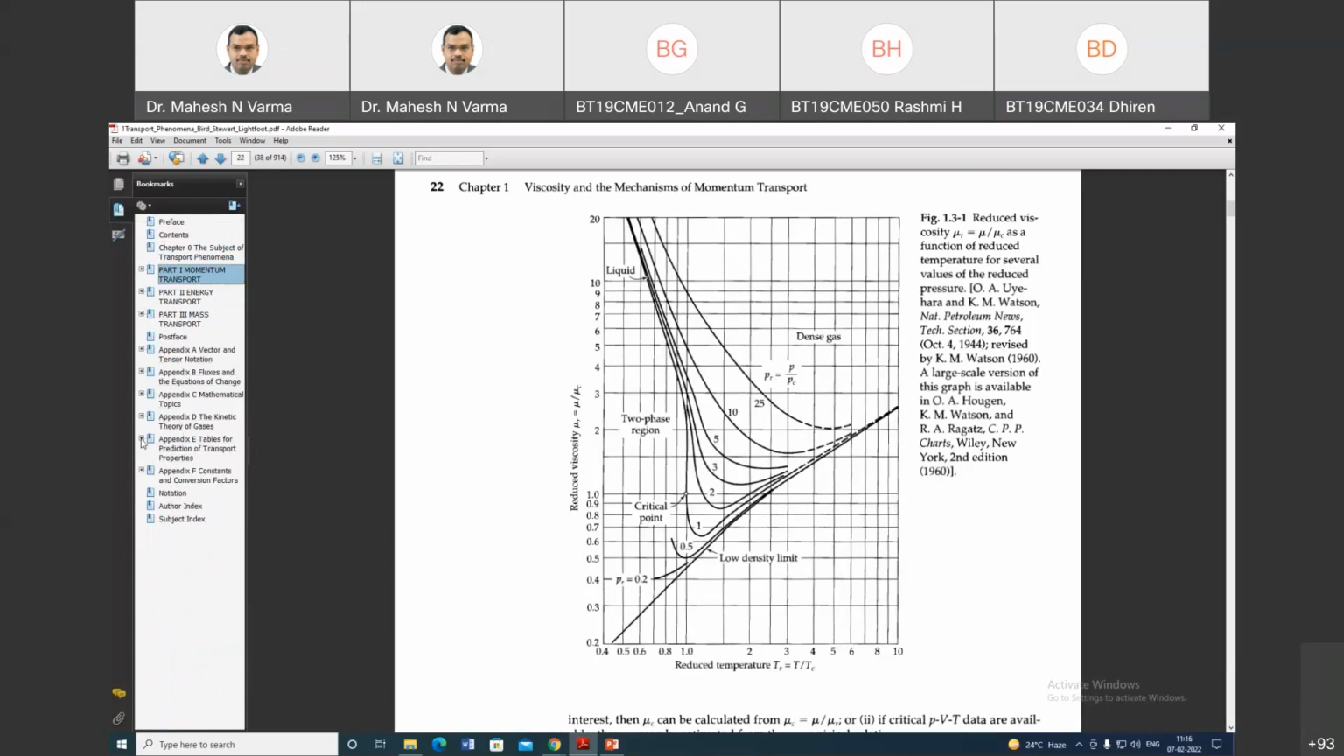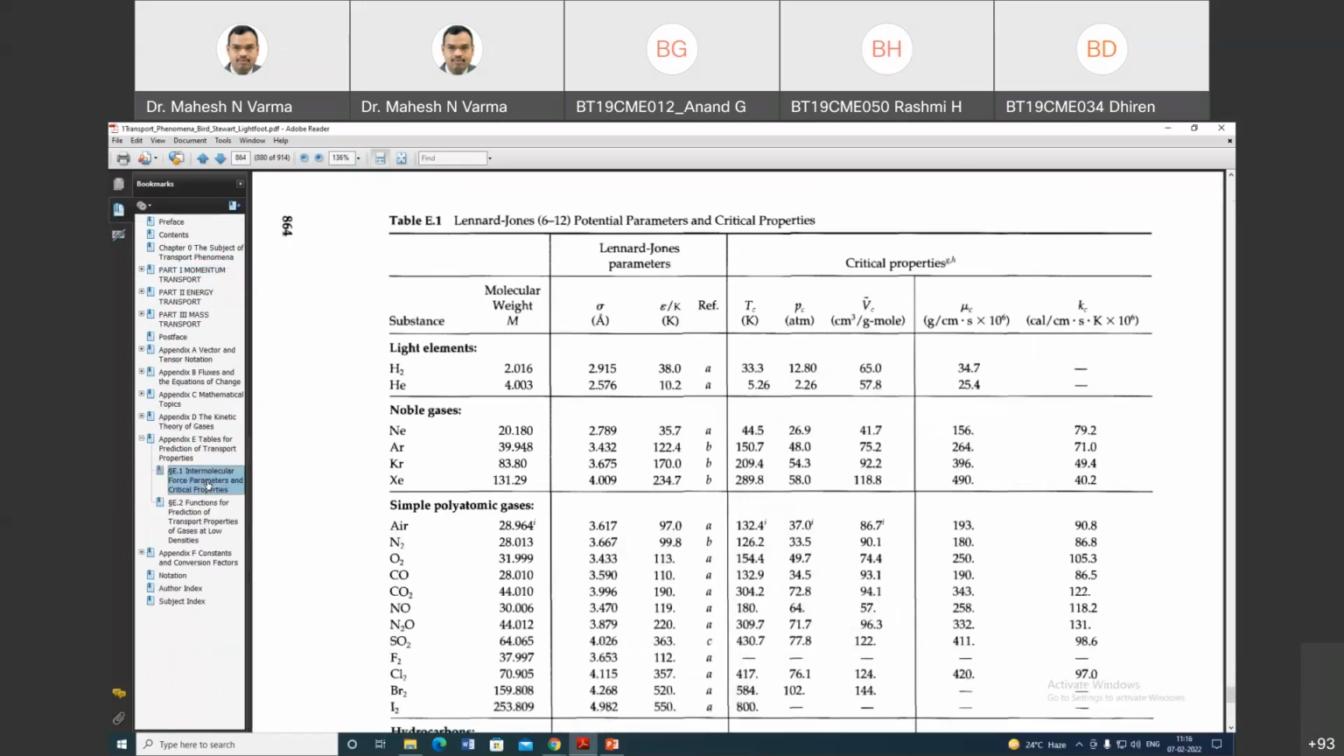So if you go to appendix E, on intermolecular forces and all, here you can see for hydrogen, critical temperature is given, critical pressure is given, critical volume is given, critical viscosity is given, critical conductivity is given. Okay, so everything is actually given here for hydrogen.